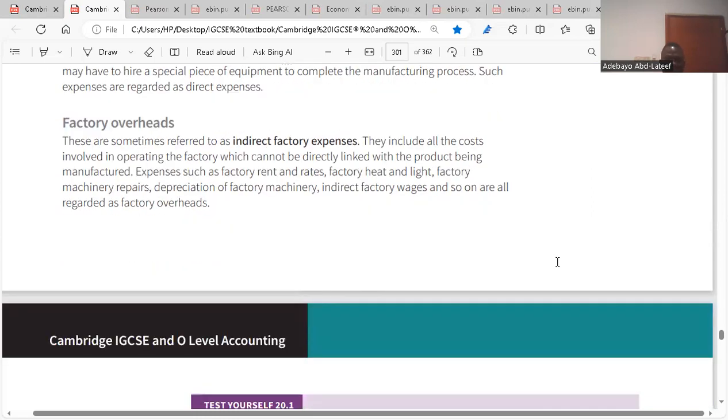Then we have factory overheads. Factory overheads are sometimes referred to as indirect factory expenses. They include all the costs involved in operating the factory, which cannot be directly linked with the products being manufactured. Expenses such as factory rent and rates, factory heat and light, factory machinery repairs, depreciation of factory machinery, indirect factory wages, and so on are all embedded as factory overheads. So factory overheads include the indirect wages too. I think it's clear, right?